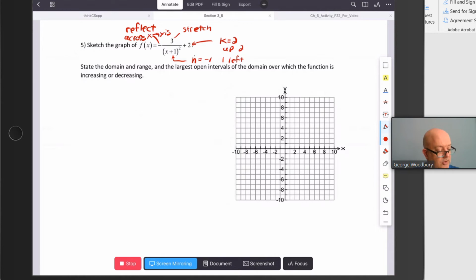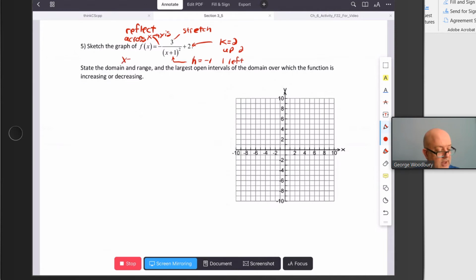The reason that h is negative 1 here is that this is x minus negative 1 being squared. So what are we subtracting from x? We're subtracting negative 1. I'm going to use the red pen for the asymptotes. So I've got 1 at negative 1. That is the vertical asymptote, x equals negative 1. The horizontal asymptote gets shifted up 2, so that's at y equals 2.